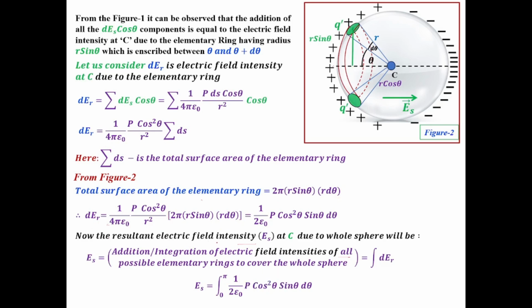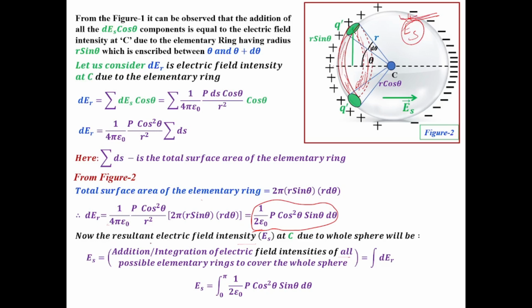Now the resultant electric field intensity E_s, what we intend to find out at C, is due to the whole sphere. See here, this value is the net electric field intensity due to this elementary circular strip, but we want to find out the resultant electric field intensity at C due to this whole sphere, that is your E_s we want to find out. So for the whole sphere, what do we have to do?